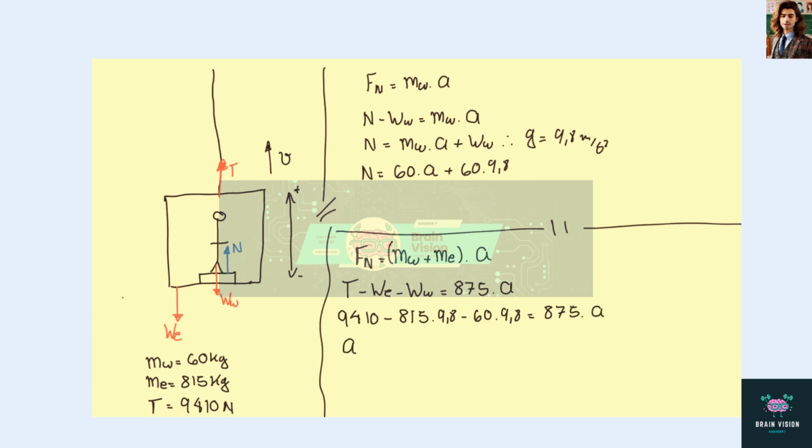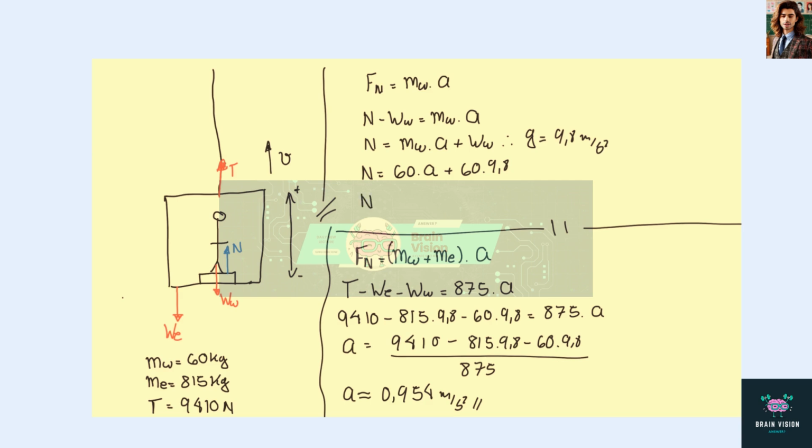Therefore, the acceleration of the system is equal to 9410 minus 850 times 9.8 minus 60 times 9.8, divided by 875. And this gives us an acceleration of approximately 0.954 meters per second squared. Then we can go back to the other situation and finish solving the question.